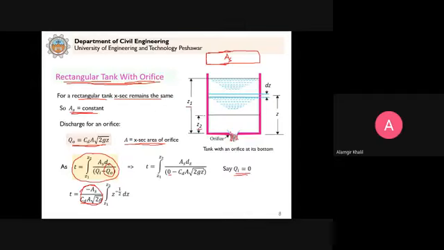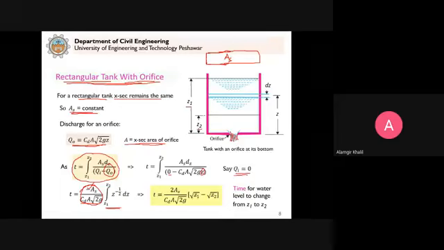And we just have z to the power minus 1 by 2 into dz. Now just evaluate this integral. When you evaluate this integral and take care of the negative sign, then we get t is equal to 2As divided by Cd A under root 2g, times the square root of z1 minus the square root of z2. So this is the specific equation for this case to calculate the time for the water level to drop from z1 to z2.